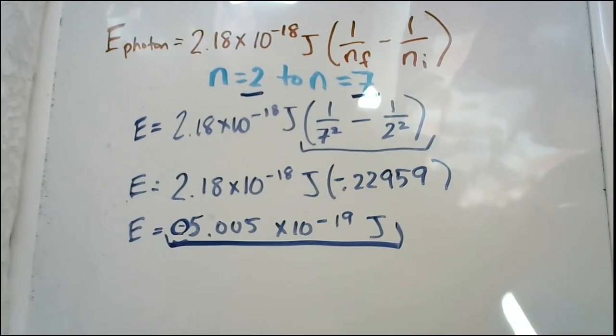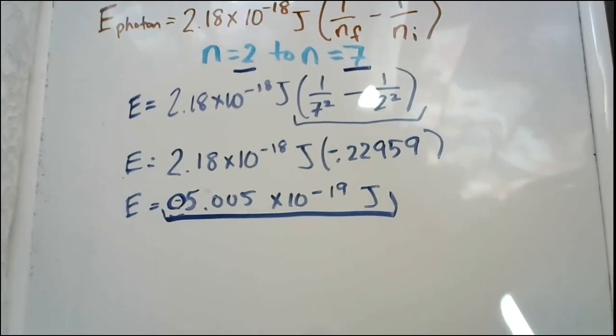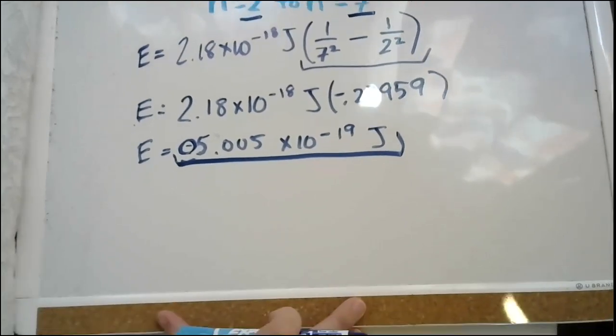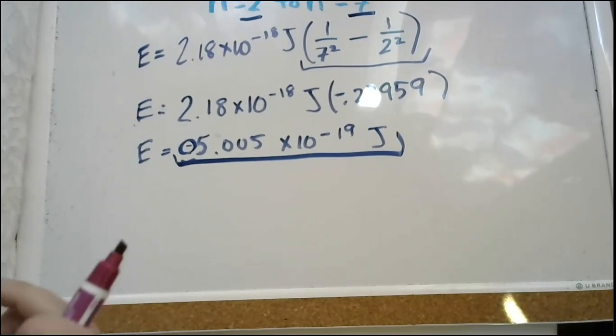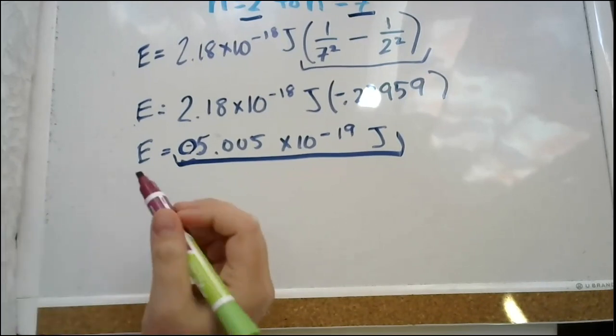Now we're going to use this information and figure out what that wavelength was. But a wavelength is not going to be a negative value, just like a distance is not a negative value. So we're not going to use a negative sign to calculate a wavelength value.